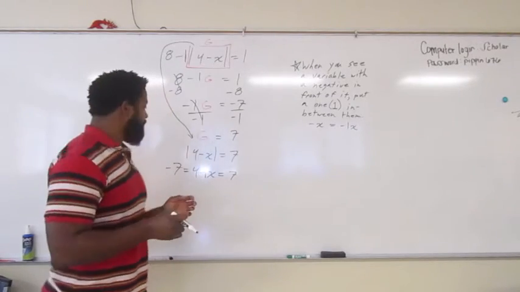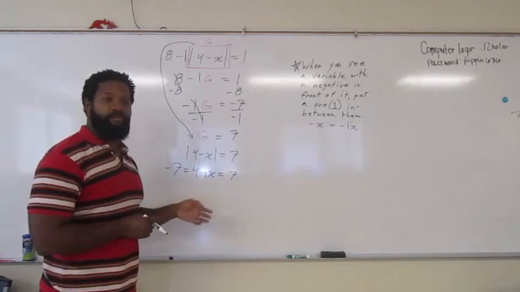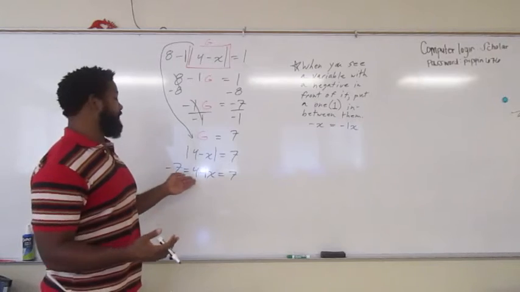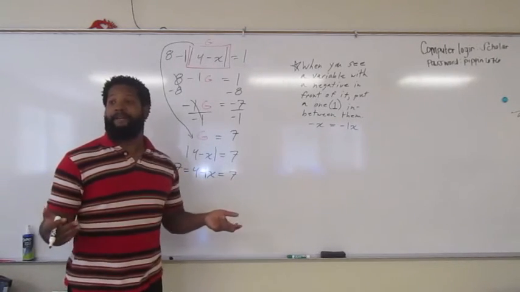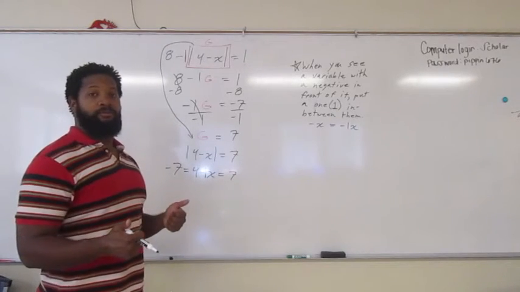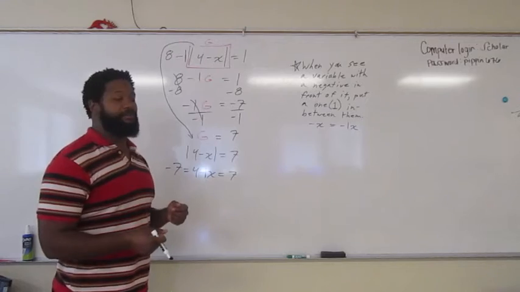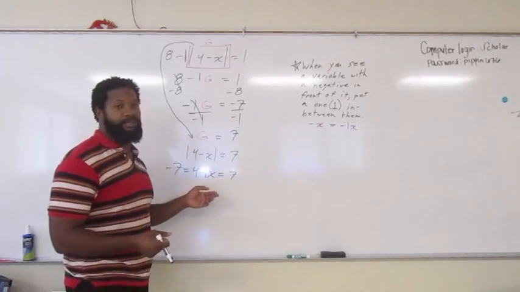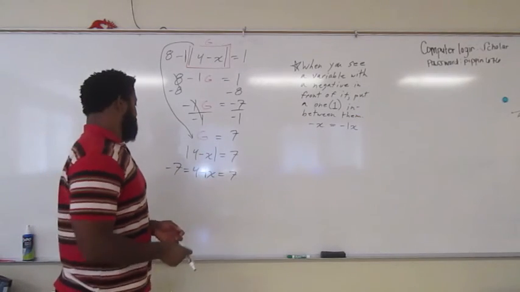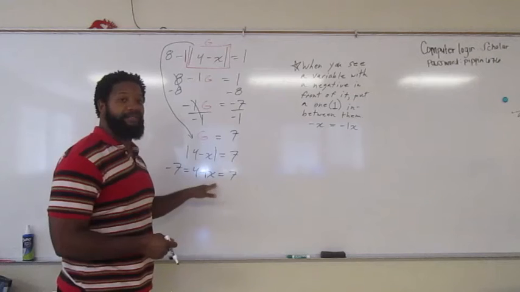So 4 take away 1x, 4 minus 1x, the difference between 4 and 1x, they all mean the same exact thing, okay? And that's why I sometimes call it a negative, and I just read it from left to right. If you're reading it from left to right, 4 minus 1x. So, how are we going to get that negative 1x by itself?